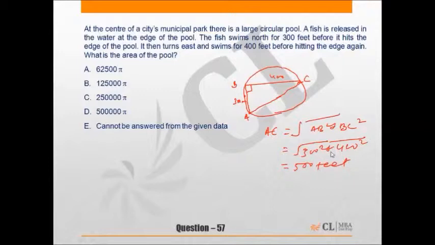What is the area of the pool? We have to find the area of the pool. For that we need the radius of the pool, which will be half of 500, that is 250 feet, and the area of the pool, which is in circular shape, will be pi r square, pi into 250 square. It will be equal to 62500 pi square feet. Therefore option A is the correct answer.